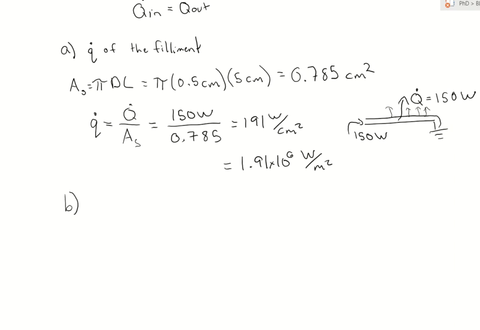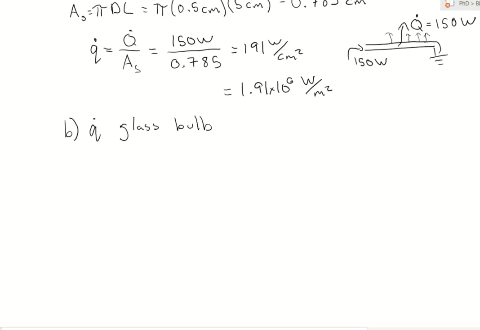Okay, so part B is the heat flux of the glass bulb. So now we're looking for actually the same quantity, but now for the glass bulb. Obviously we don't know this right away, but we do know something. We're putting in 150 watts, and that means it's exiting the wire as heat. So by that same assumption, we're putting 150 watts into this wire that's then attached to this light bulb.